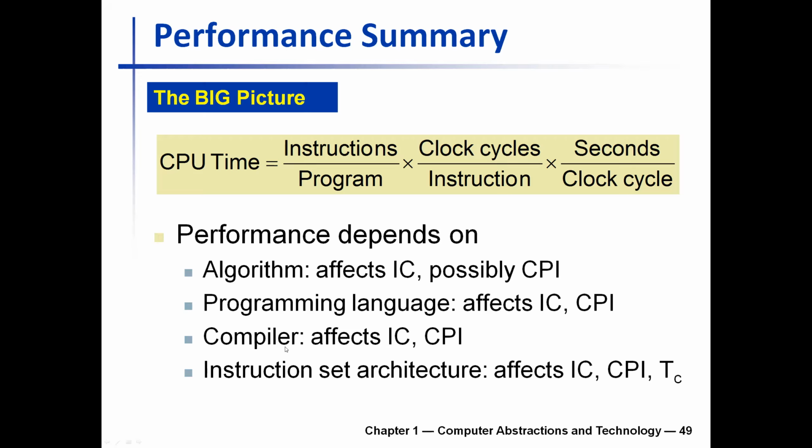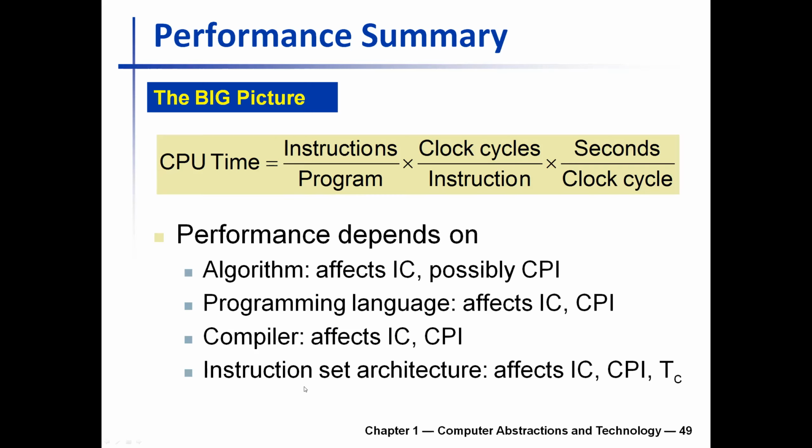Then the compiler is going to affect the instruction count. The compiler can optimize your assembly program for different purposes, based on how the compiler is designed. So it's going to affect the instruction count and, in turn, indirectly, the CPI as well.